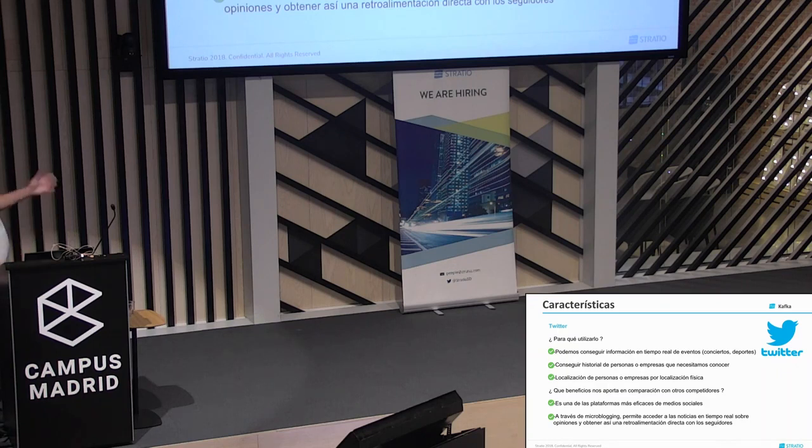Bueno, aquí últimamente se está viendo que se consiguen datos de, por ejemplo, los políticos, que se están dejando en evidencia con este tipo de aplicaciones. También podemos localizar personas o empresas por localización física. O sea, mediante esta API nosotros podemos saber desde dónde está tuiteando cada persona que está emitiendo un tweet.